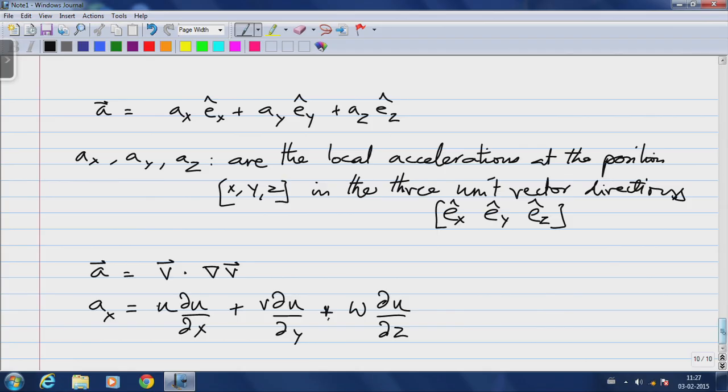So this is the case, the acceleration, instantaneous acceleration, I am sorry, not instantaneous, but local acceleration in the x direction of this particle is actually given by the summation of these 3 terms: u times the partial derivative of u with respect to x, plus v times the partial derivative of u with respect to y, plus w times the partial derivative of u with respect to z.